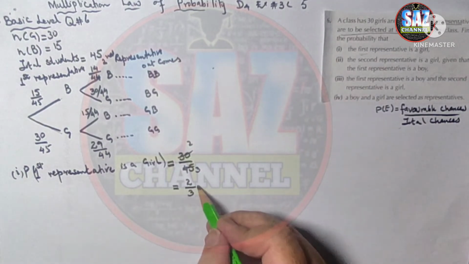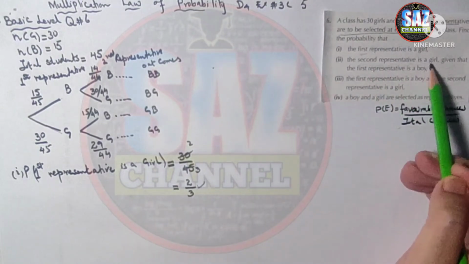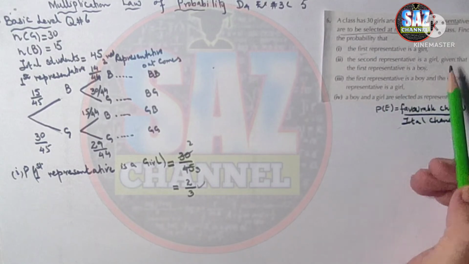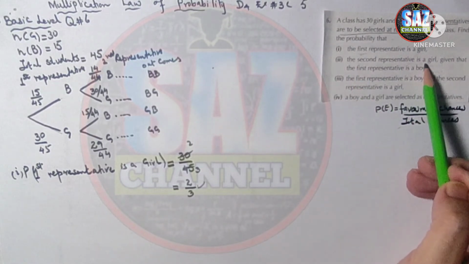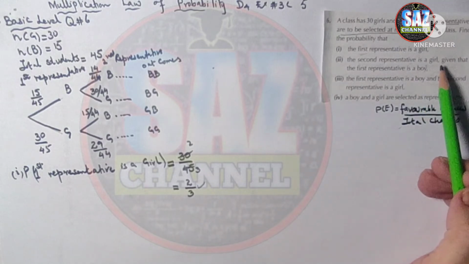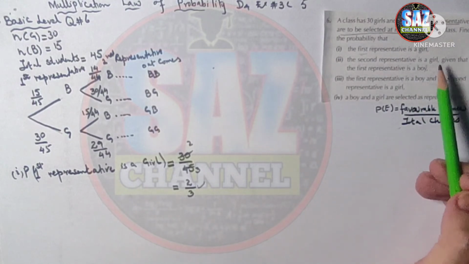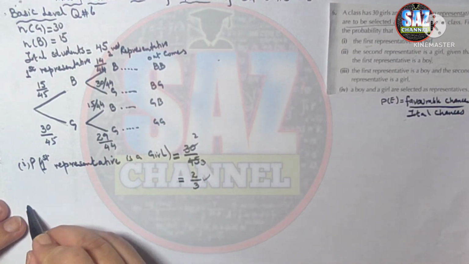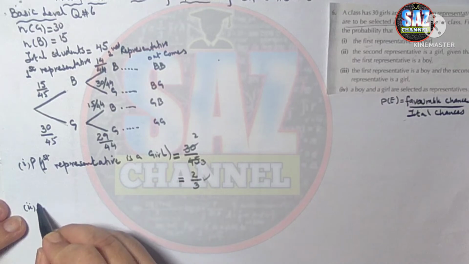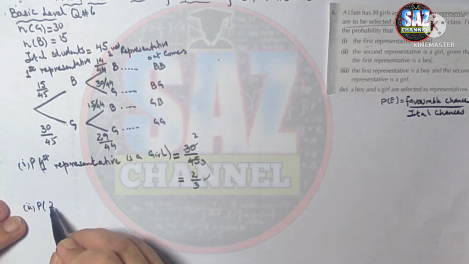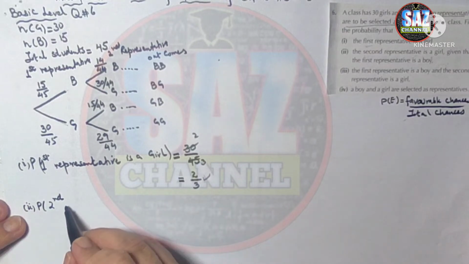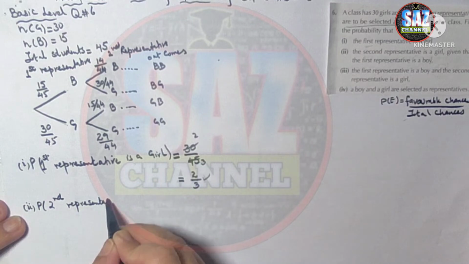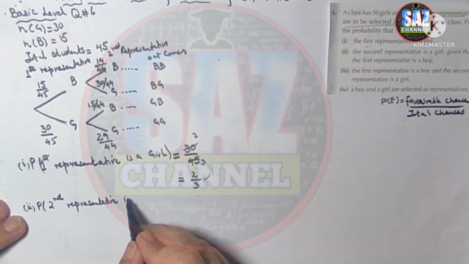And moving to the second part, the second representative is a girl, given that the first representative is a boy. Okay, now first let me write down the part number here. Probability of the second representative is a girl.